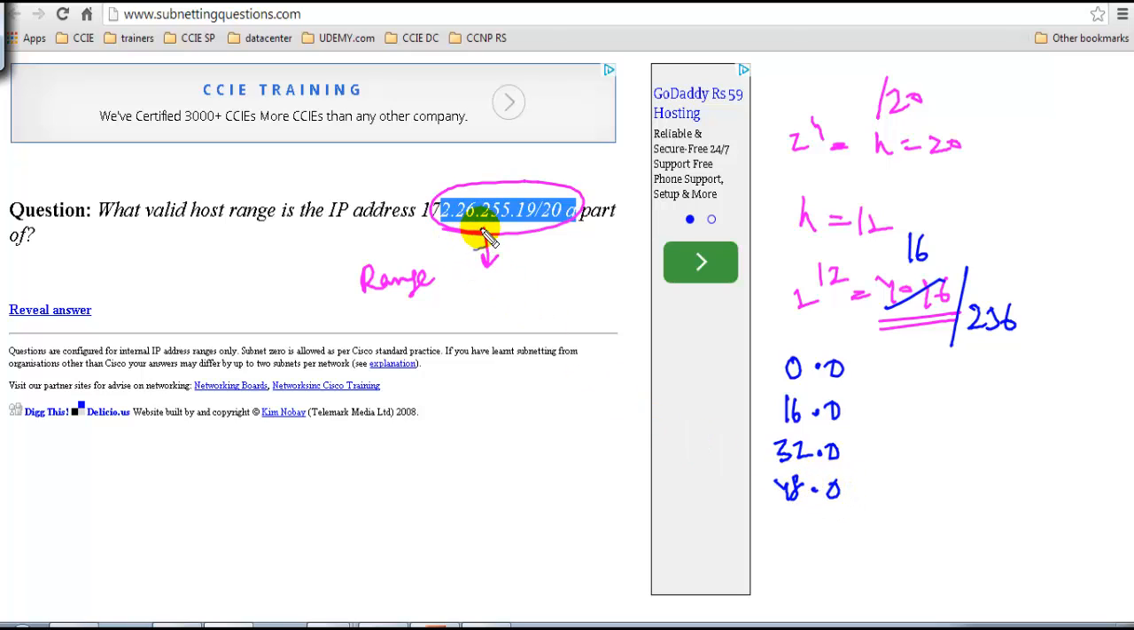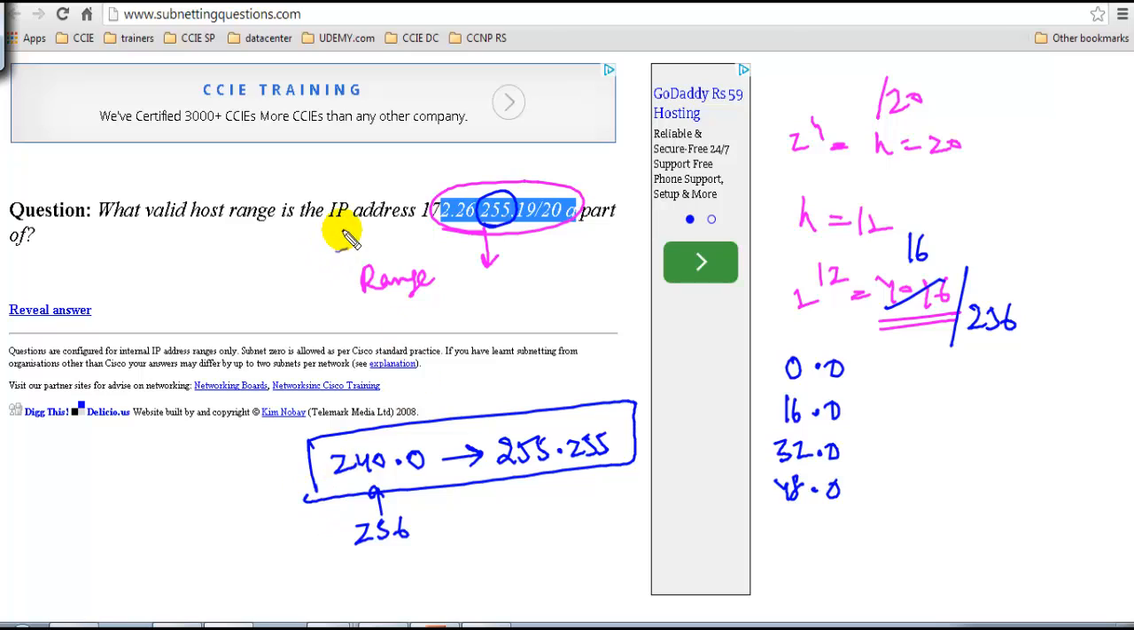But he's asking you about 172.26.255. So it's very long, it's almost at the end, so better if you start from the bottom. If you're coming from the bottom, you need to subtract from 256. So the last block will be 240.0 to 255.255. So the range will be from 172.26.240.0, which is the network ID, to 172.26.255.255, which is the broadcast ID.